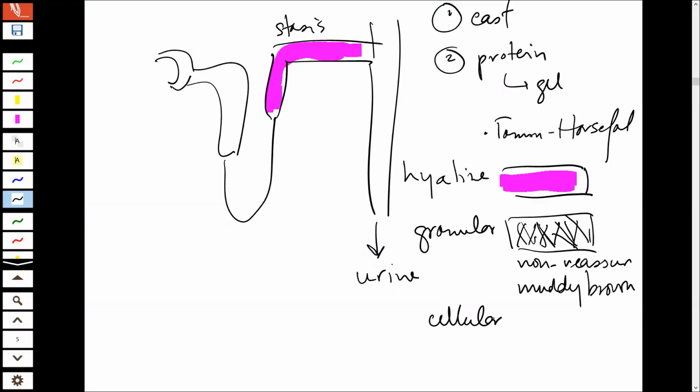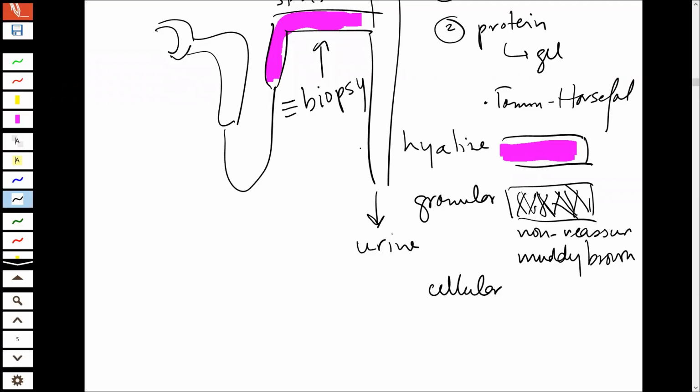Because the only way I can get cells into the cast is it had to be in the tubule. It is the equivalent of a biopsy. Man, there aren't many tests that let you look in an organ. That's special. So that tells us then there are 3 casts that we really care about. The first is going to be a red blood cell. So give me a pathology that puts a red blood cell into the tubular lumen.